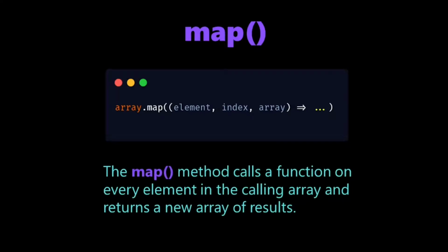The map method calls a function on every element in the calling array and returns a new array of results. That means that we are not changing this array, we are creating a new one. To explain this in more detail, let's see an example.